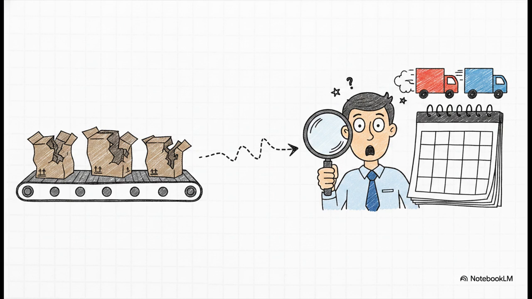If a catastrophic bad batch occurs during the Tuesday morning shift, the manager only finds out about it on Friday. By that time, hundreds of defective packages are already sitting on delivery trucks. You've already failed the customer.